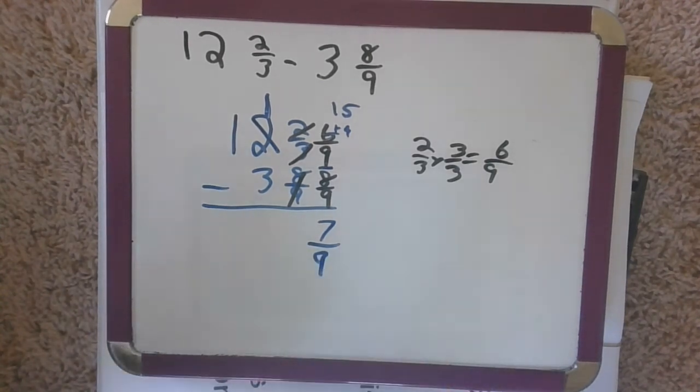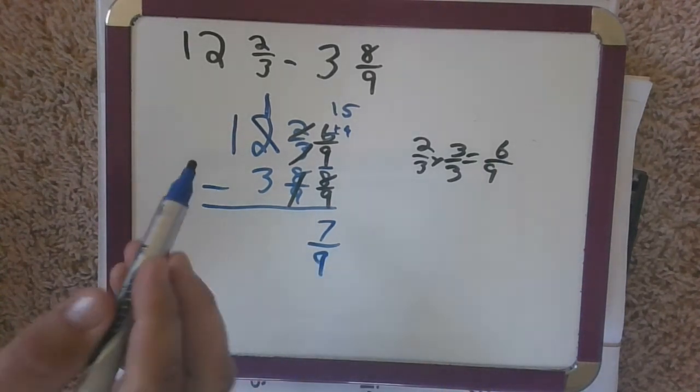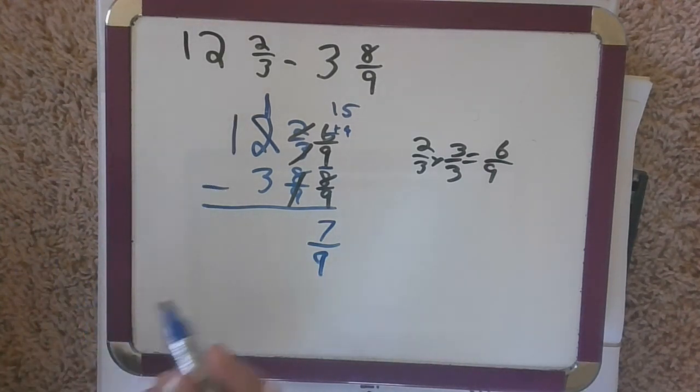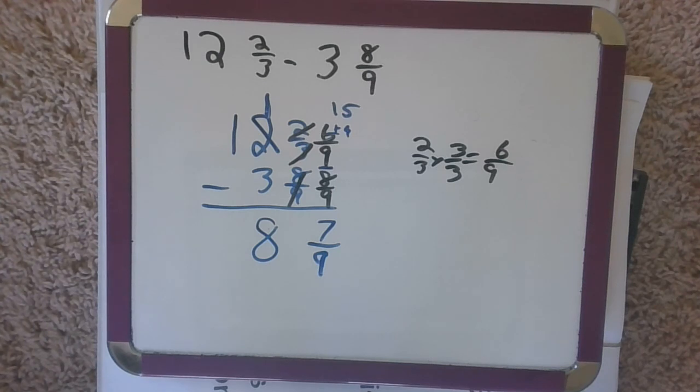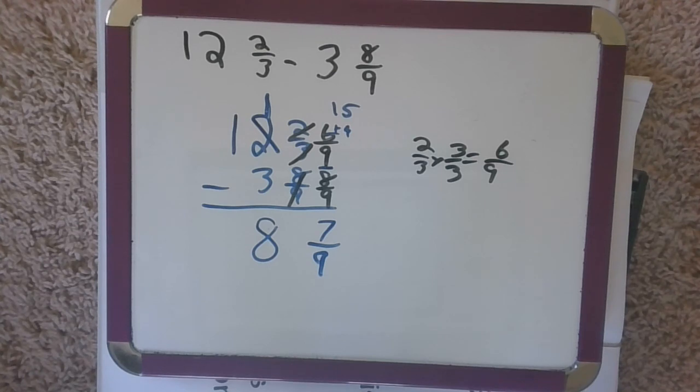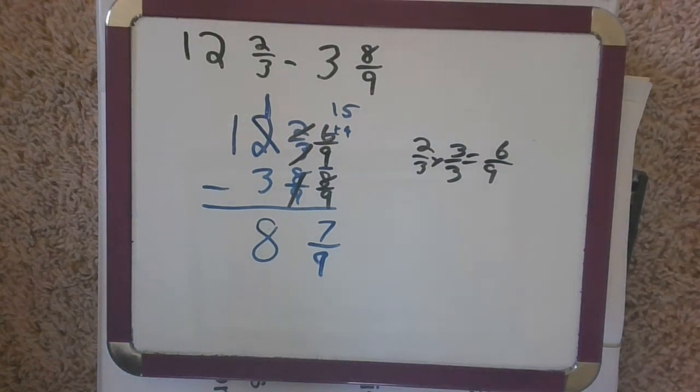That was saying ninths a lot. All right, and then I have either 1 take away 3, which means I need to borrow, or I have 11 take away 3, which is just 8. So this problem right here is 8 and 7/9 as my final answer. No picture was necessary, and 7 is a prime number. There's no factors besides 1 and 7, so I don't have to simplify it. So this one is already done.